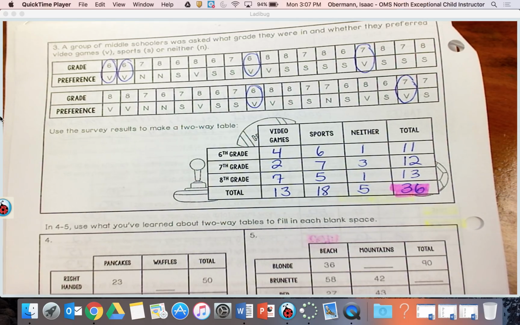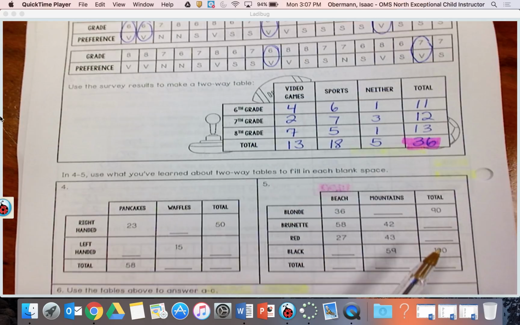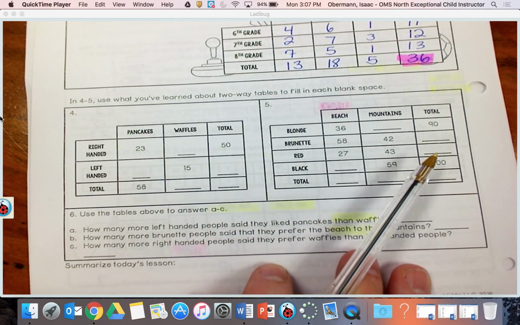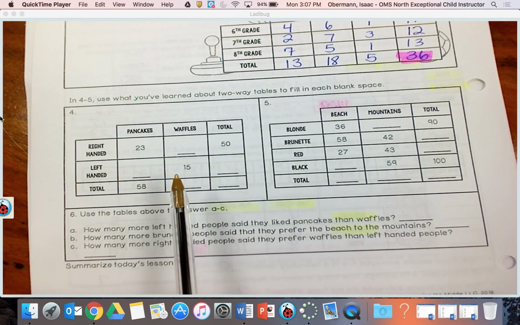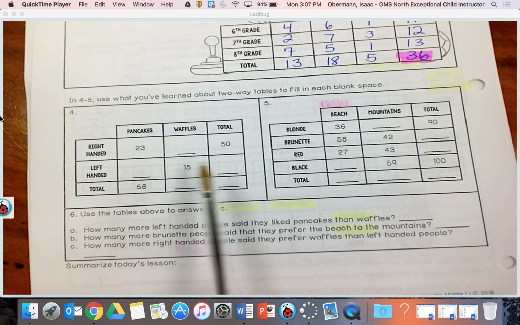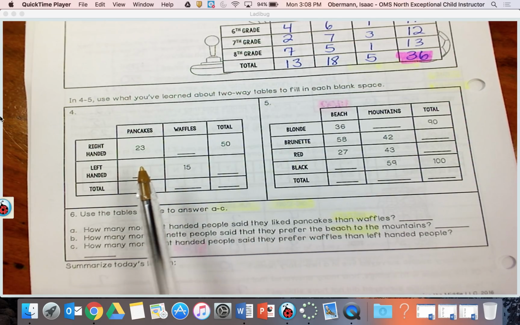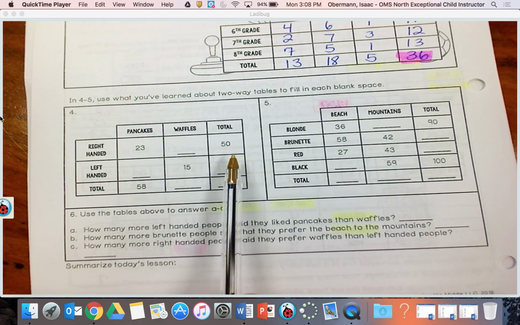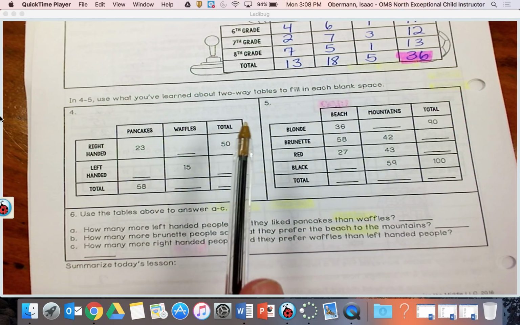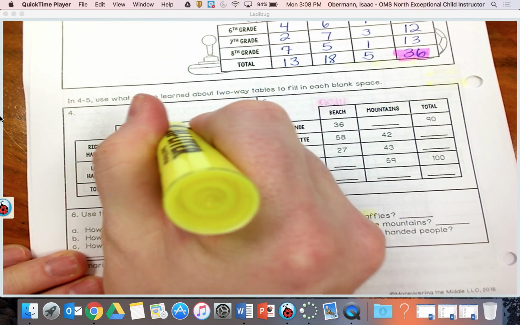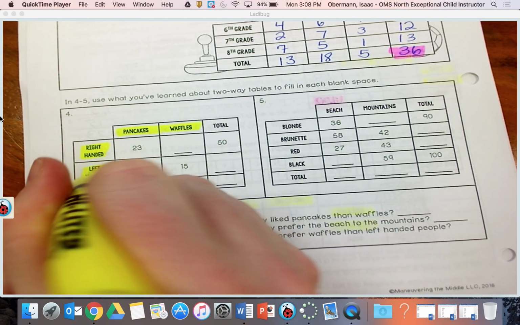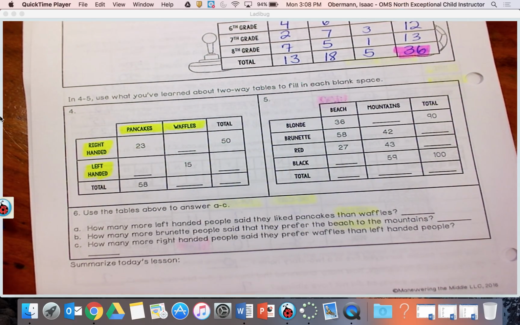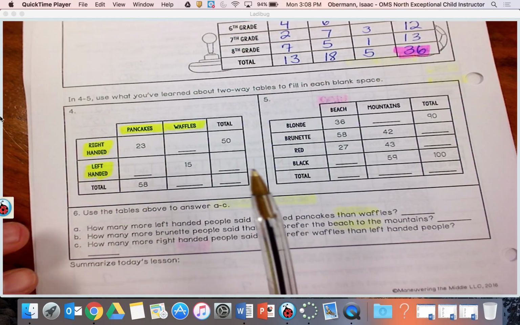Okay. All right, so number 4 is the last one again, just 4 and 5. So these are a little bit different. You have blanks, and you kind of have to work back and forth to be able to solve these as we move. So when you look at these, you have your 2 tables there. You got pancakes and waffles, right-handed and left-handed. You're going to be able to solve these questions as you move forward.